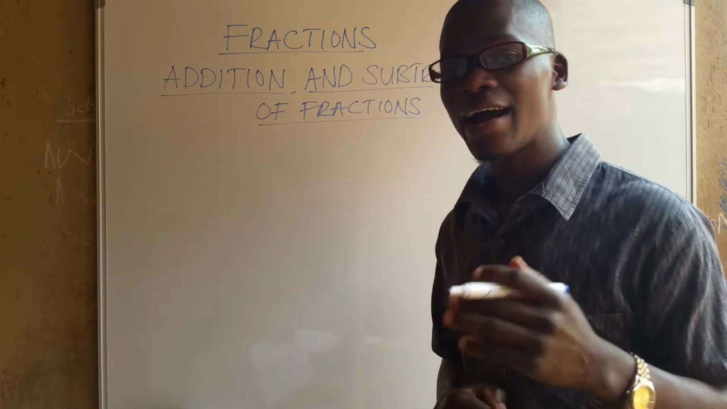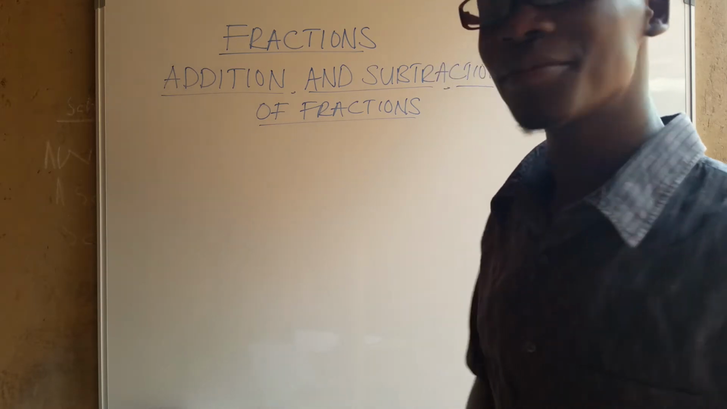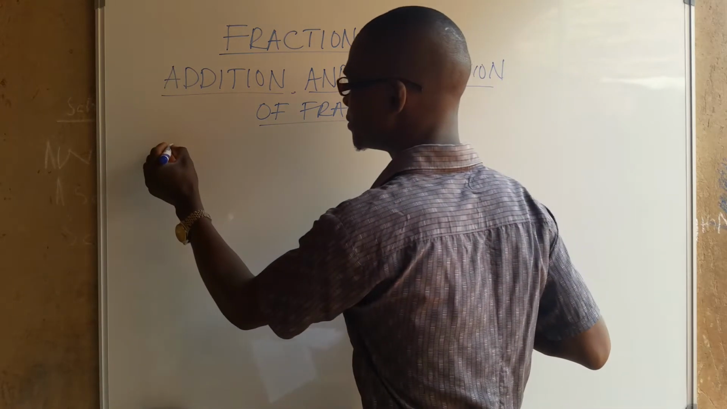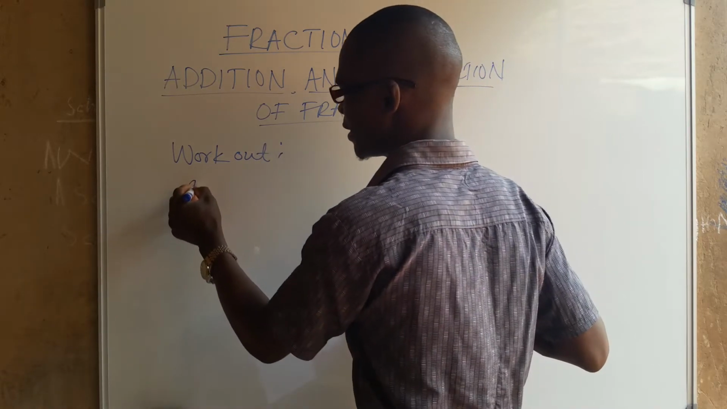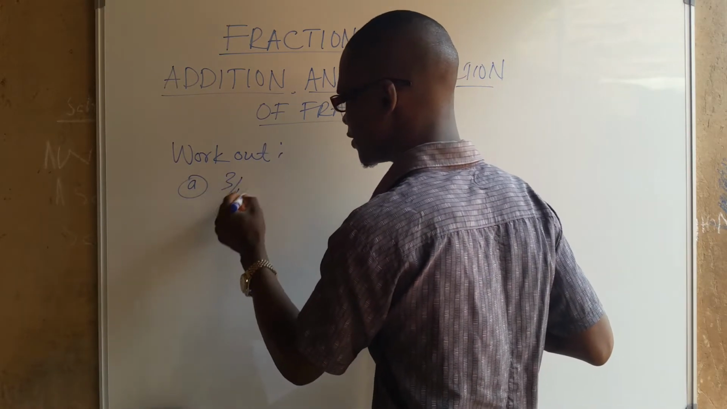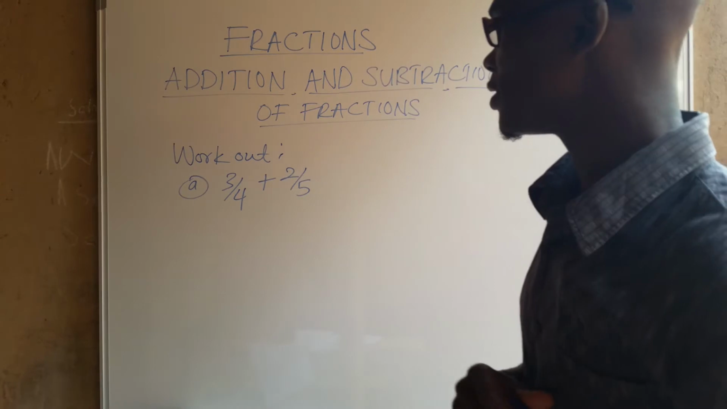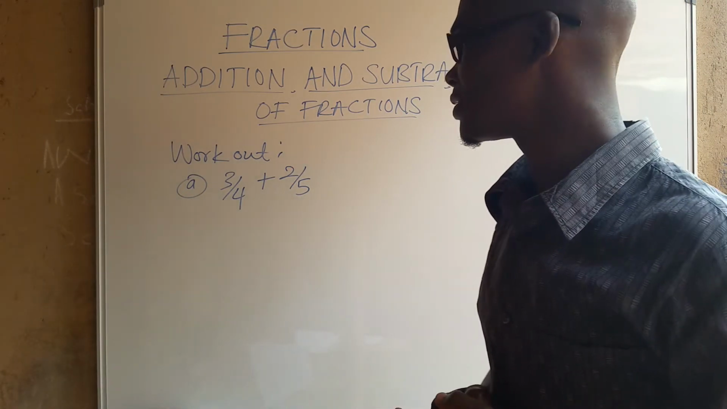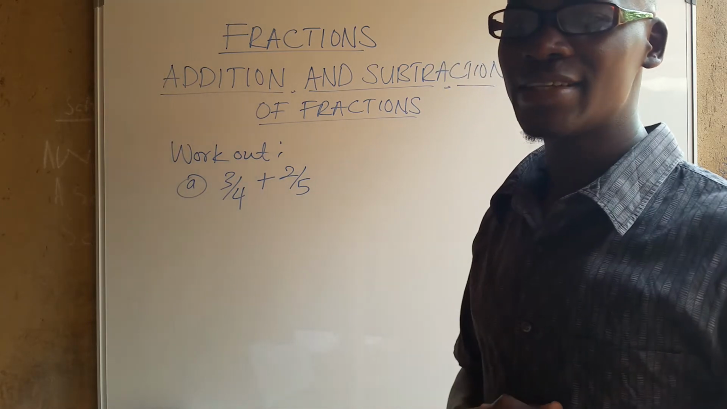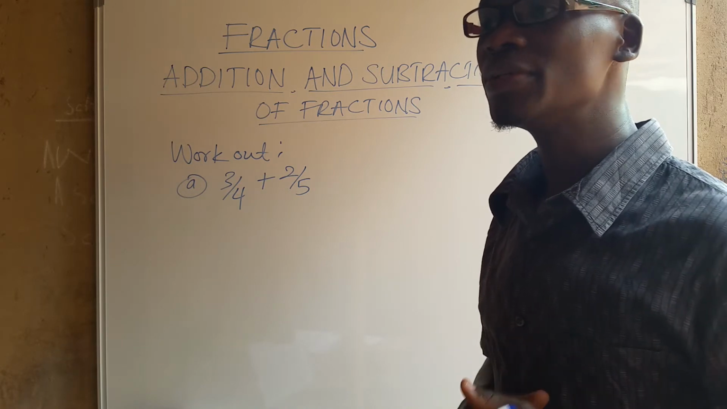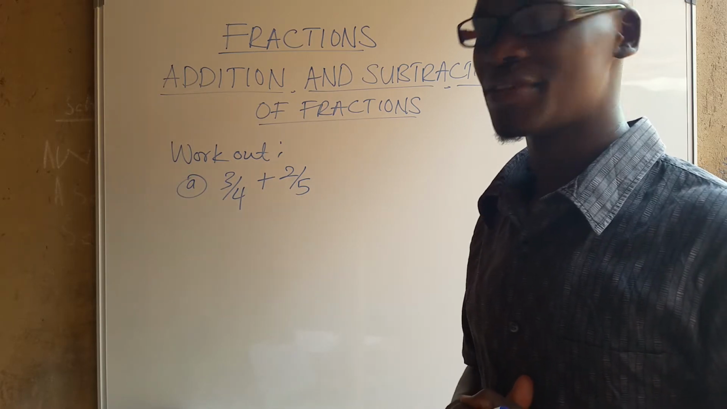Let us look at how we add or subtract fractions. We may have a question that says work out part A, 3 over 4 plus 2 over 5. So if we are told to work out this, we can use two methods. One is where we get the LCM. Two is where we just cross multiply. Let me start with where we get the LCM.